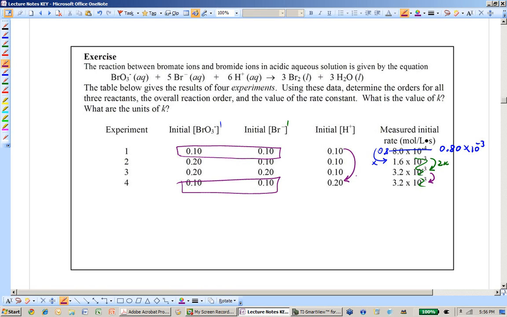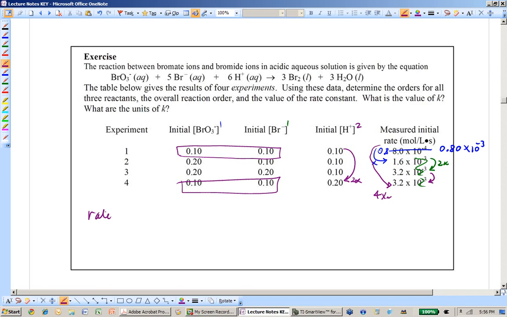Yes? Yes. So that is doubling, and what is the rate doing from this 0.08 all the way down to there? That is quadrupling. 4x. So that means this is second order. That feels better. I knew it couldn't be 0 order just from looking at the rate data. All right, so sometimes it takes a couple tries, huh?